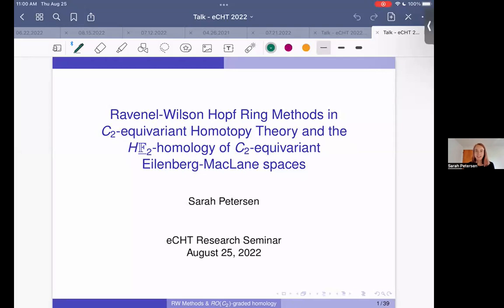So I'd like to start off this talk by talking about some of the non-equivariant background that motivates my approach to the computation of the HF2 homology of C2 equivariant Eilenberg-MacLane spaces.